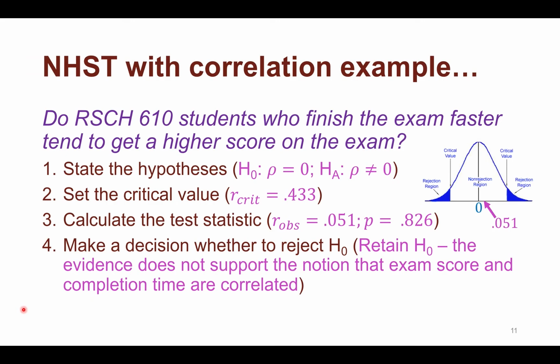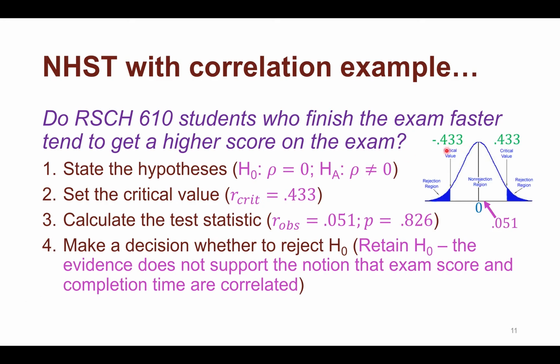The second step is to set the critical value. Again, that's based on the sample size, so it depends on how many students I had in the class that particular semester, and the alpha level that we choose, which in this case is 0.05. That's our significance level. On the basis of those two numbers, we can find the critical value, which is 0.433. So we can add those to the graph here.